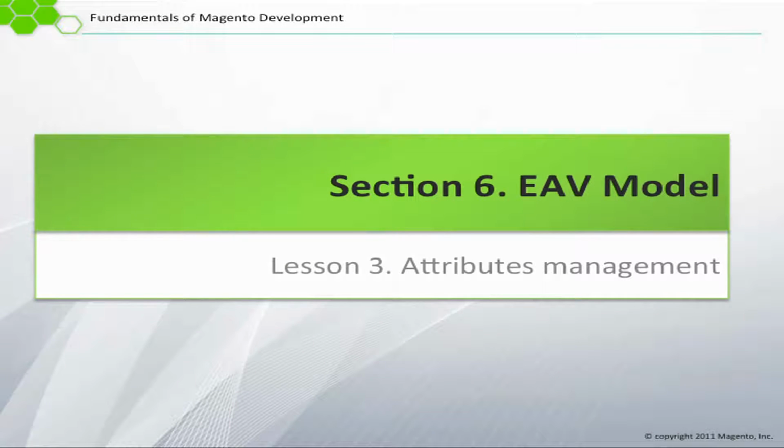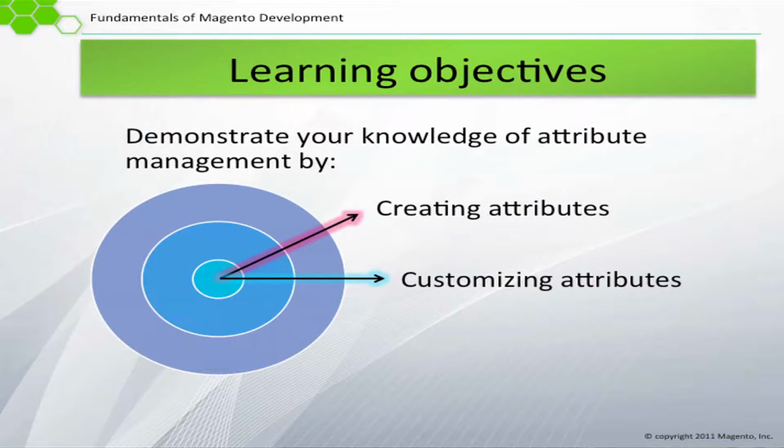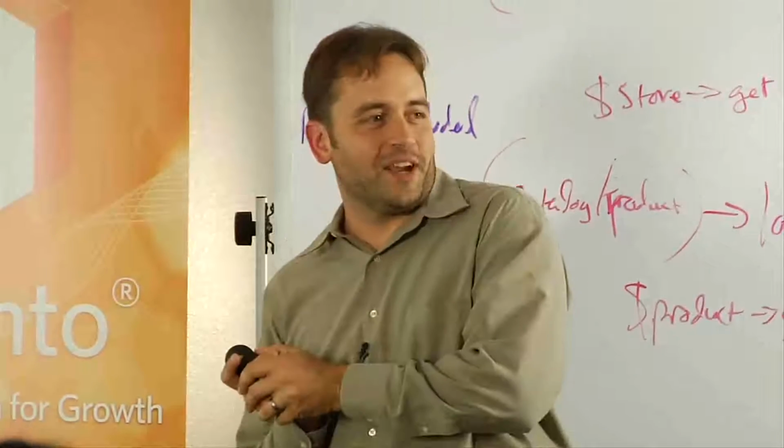Where's the real business need? The real business need is to add attributes to entities. That's the really important thing. So let's start to take a look at least at what that might look like. Attribute management. Yeah, this is the good stuff. All right. Creating attributes, customizing attributes.